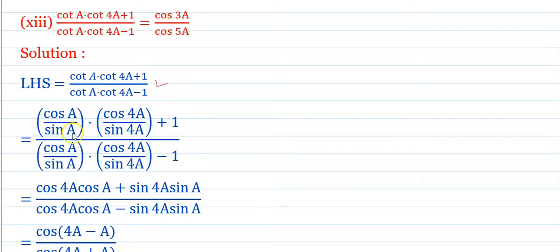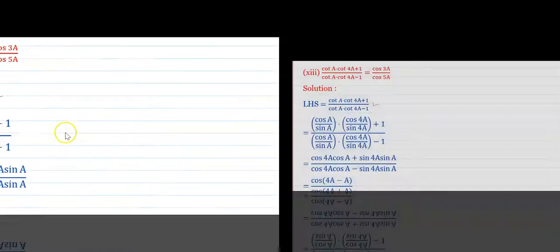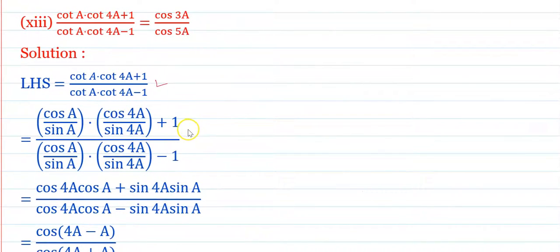Now we will simplify this. We multiply the 1 by sin A into sin of 4A, and then you will get cos of 4A into cos A plus sin of 4A into sin A. The denominator is sin A into sin of 4A. Next, again multiply the 1 by sin A and sin of 4A, then you will get cos A into cos of 4A minus sin A into sin of 4A, and the denominator is sin A into sin of 4A. The denominators of the numerator and the denominator, sin A and sin of 4A, get cancelled.